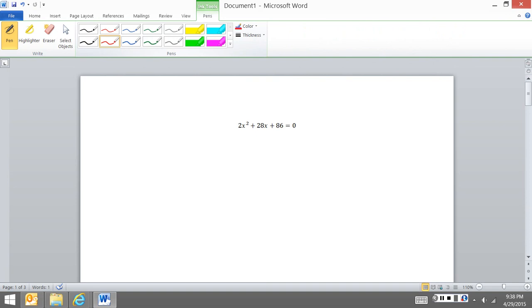In completing the square, we want to move the constant, the c, over to the other side. So I'm going to start by doing that. So 2x squared, and I'm going to subtract that 86 from both sides, moving it to the other side.